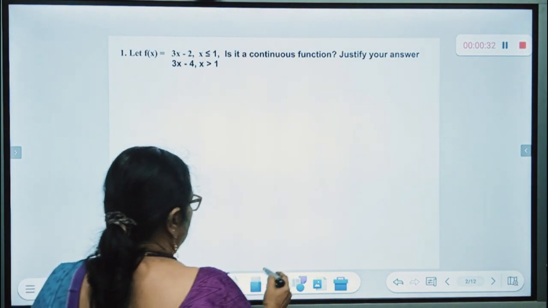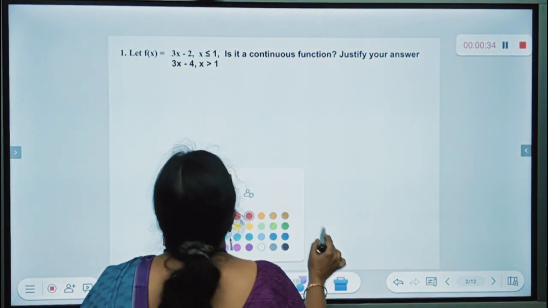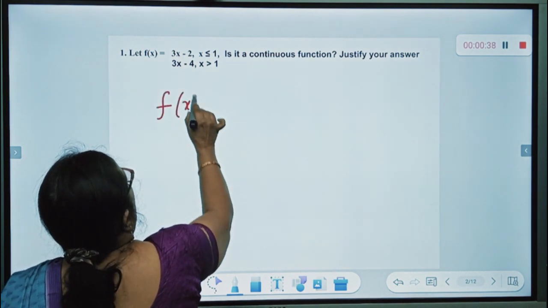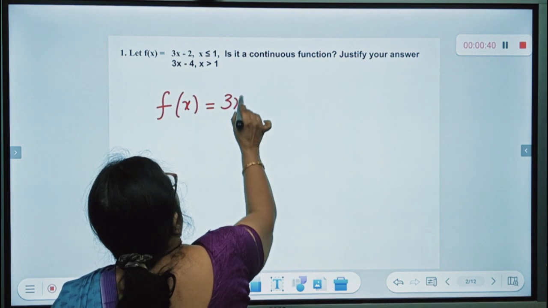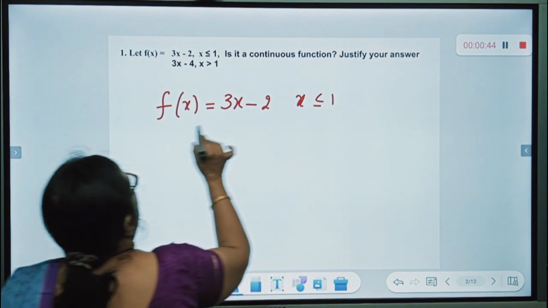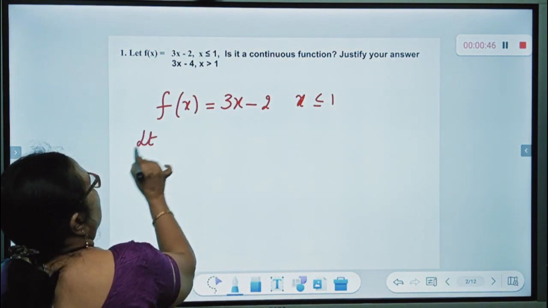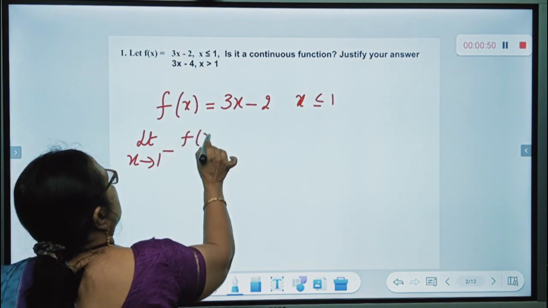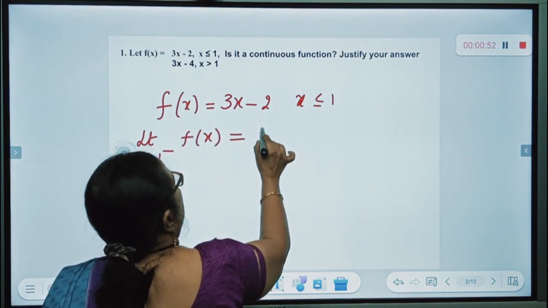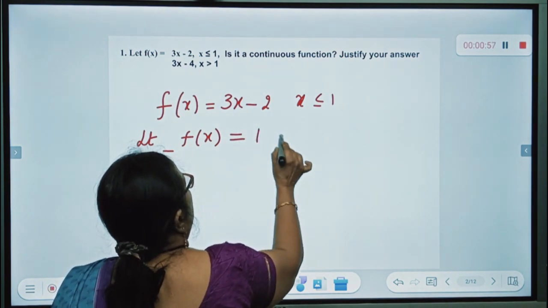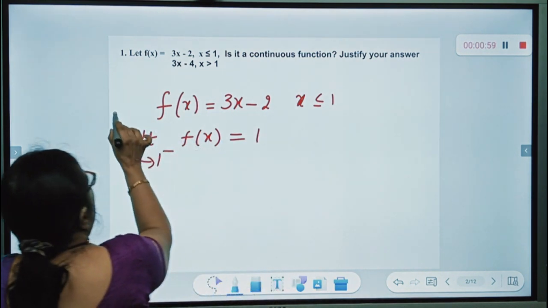You just take f of x equal to 3x minus 2 when x is less than or equal to 1. So what will be limit x tending to 1 minus of f of x? This will be 3 into 1, 3 minus 2, which is 1. So this is the left hand limit.